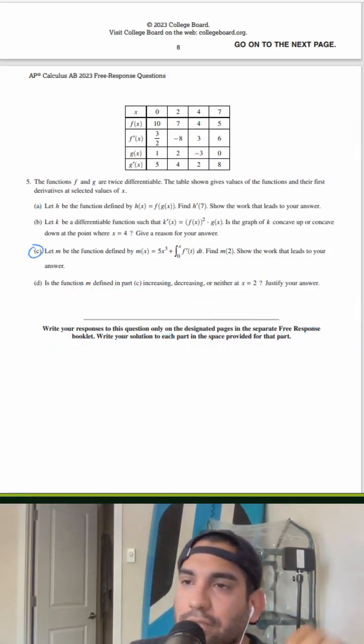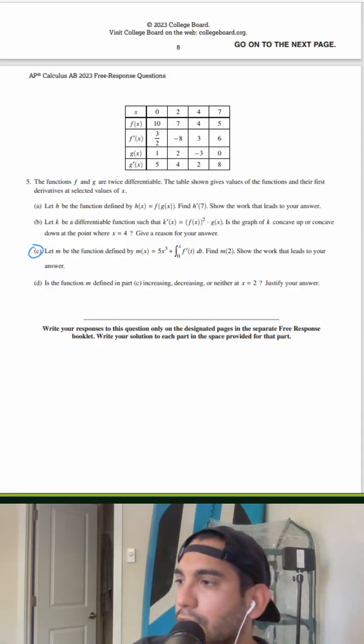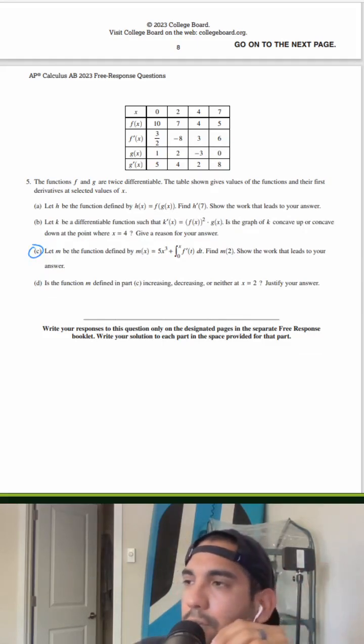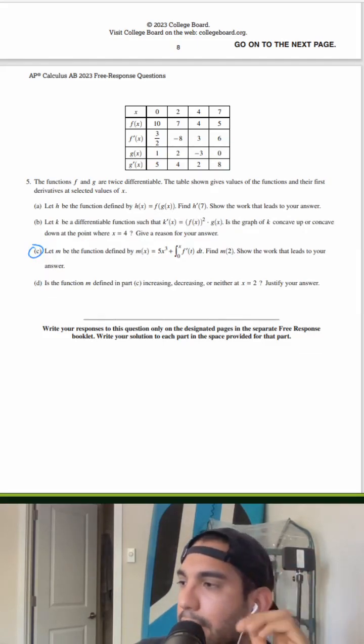So we're given this function, 5x cubed plus the integral from 0 to x of f prime of t. I'm already thinking you either want me to use the second fundamental theorem of calculus or the first fundamental theorem of calculus. I will do differential equations and linear equations later on. Today we're just covering this exam.